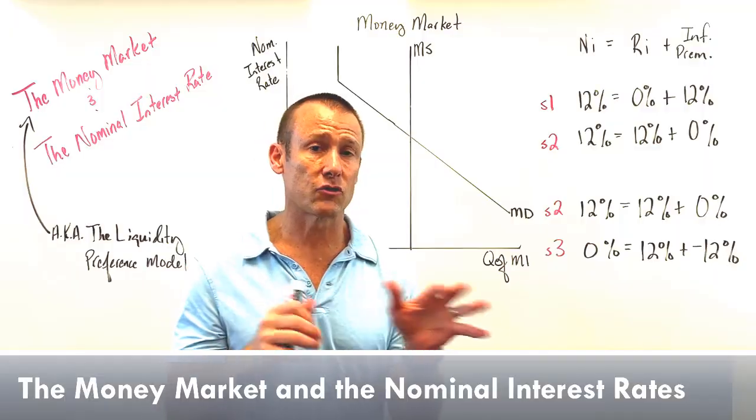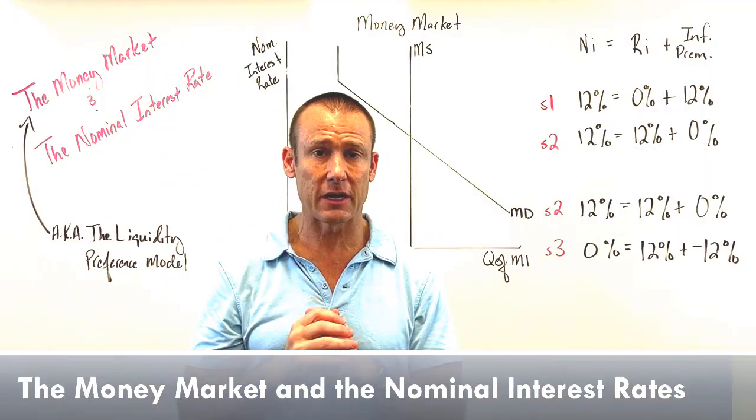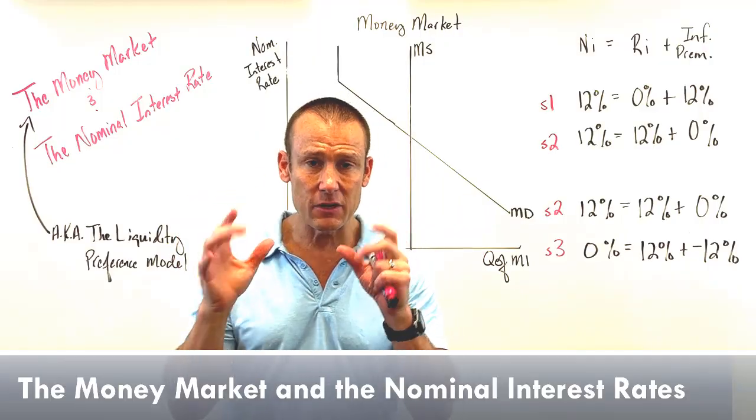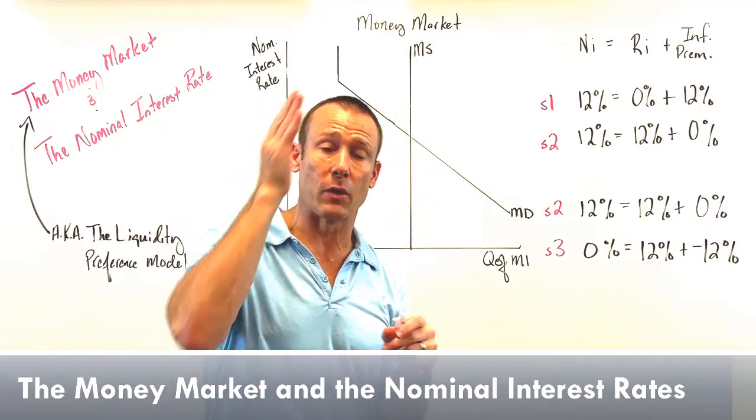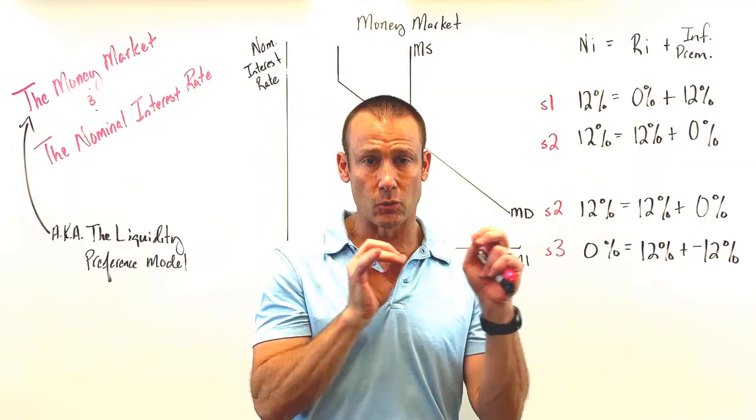So what do I mean by interest rate determination? Well, things happen in our economy, okay? Things change in our economy. We call these shocks. And we need to know which model we should go to, whether it's the money market or the loanable funds market, to find out what's going to happen to interest rates.